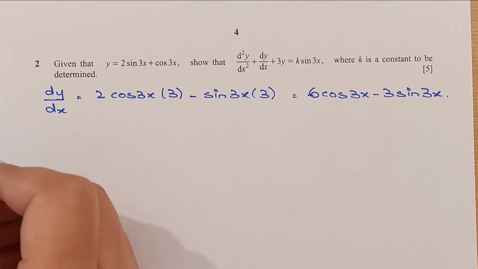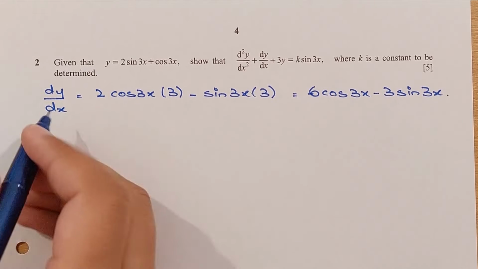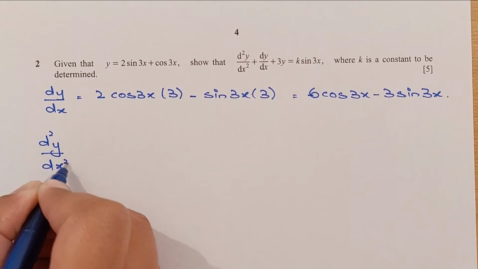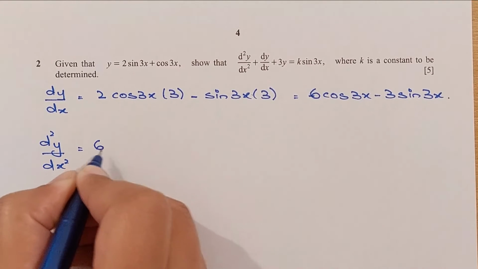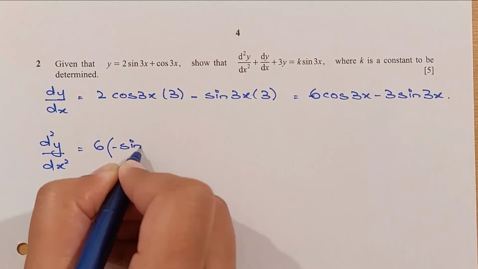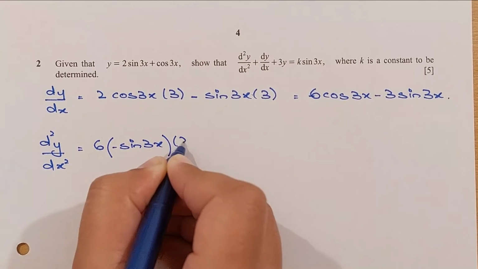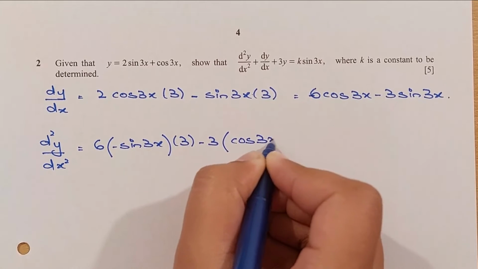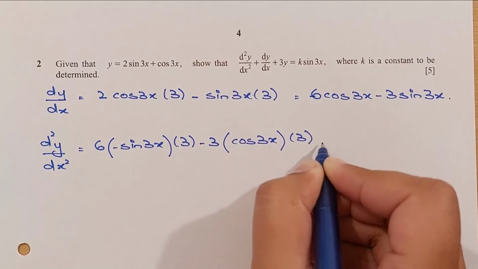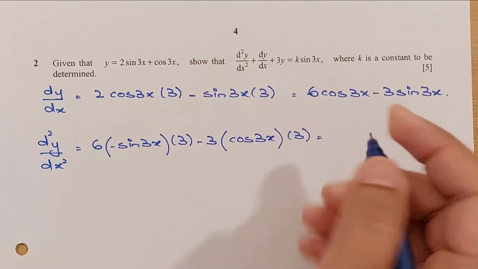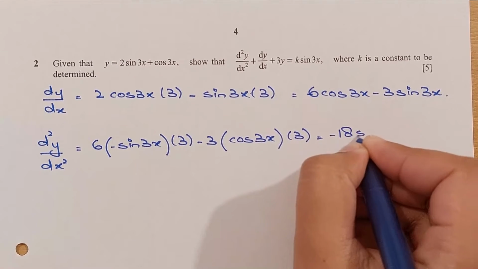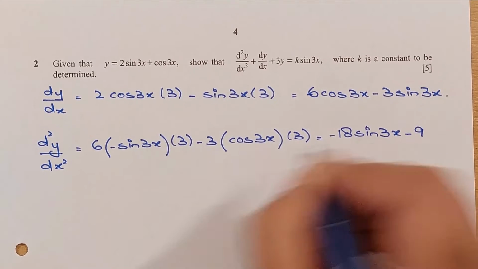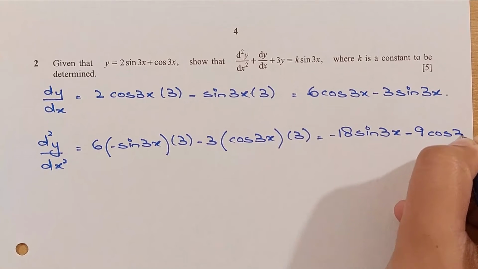This is the first derivative, right? Now let me differentiate it one more time. d2y by dx squared: 6 is outside, the derivative of cos is minus sine 3x and the derivative of 3x is 3; negative 3 is outside, the derivative of sine is cos 3x and the derivative of 3x is just 3. Further simplification: 3 times 6 is negative 18 sine 3x, and negative 9, 3 times 3 is 9, cos 3x.